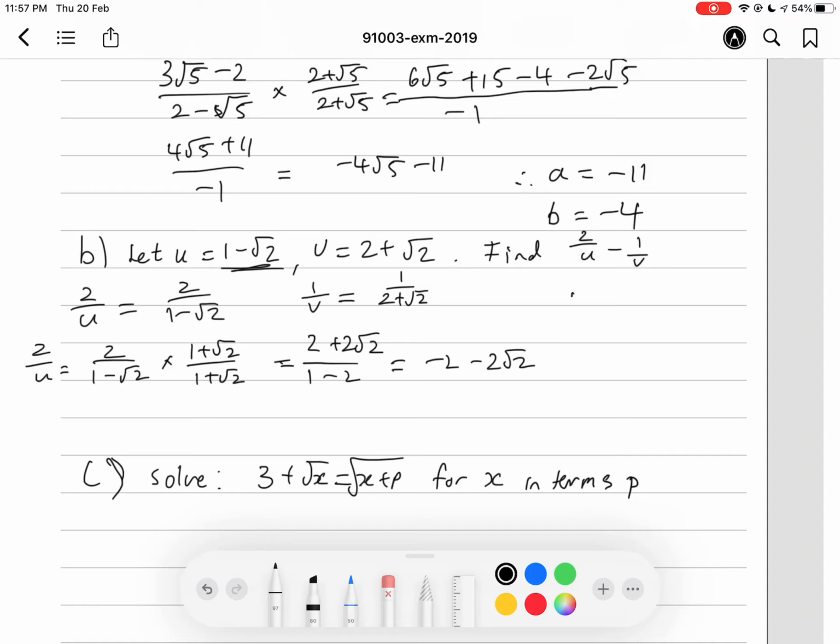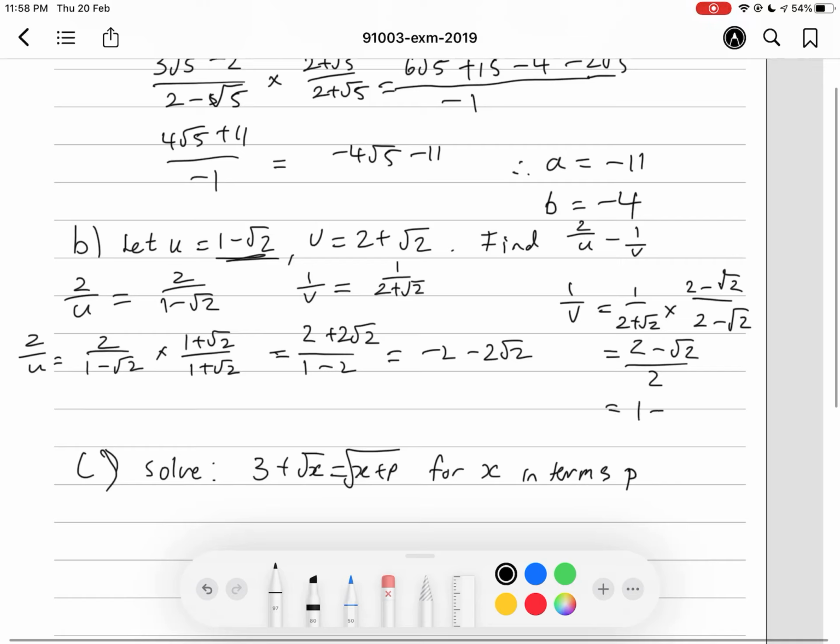Our 1 over v will be equal to 1 over 2 plus root 2 multiplied by the conjugate, which is 2 minus root 2. The denominator is 2 times 2, which is 4, and 4 minus 2 is just 2. And we have 2 minus root 2 at the top. And this will simplify to 1 minus half root 2.